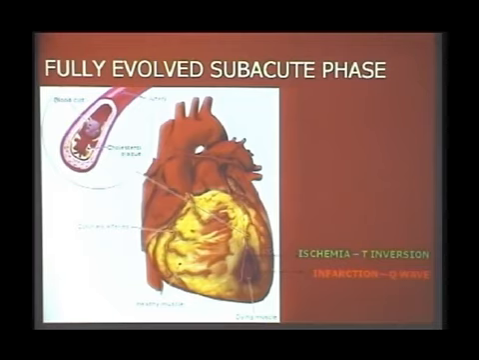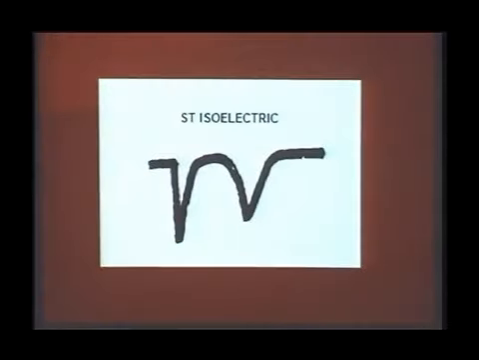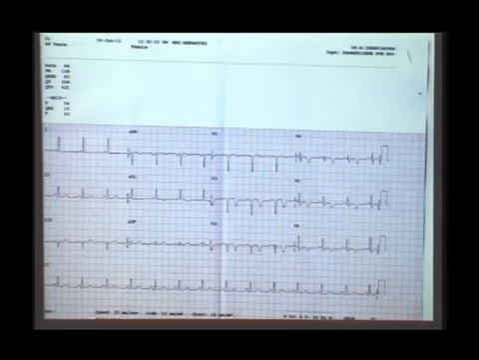So this is a fully evolved subacute phase where the injury is treated, and the patient is discharged with the infarction and Q wave. So the patient has a Q wave, isoelectric ST, T wave inversion. So I can see this ECG here. The patient, V1 to V4. Now he has V1 to V4, there is a Q wave here, pathological Q wave. There is no R wave there.